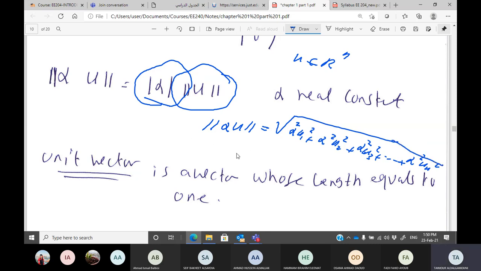Now this can be written as alpha square times u1 square plus u2 square until we get to un square. Now this is equal to the absolute value of alpha times the norm of u. Why did we take the absolute value of alpha? Because we said the norm cannot be negative, right? The norm is always positive, so we have to take the absolute value of alpha.